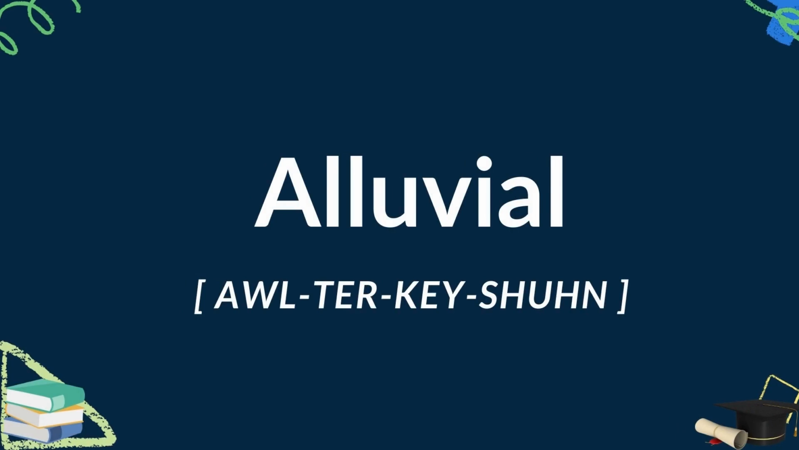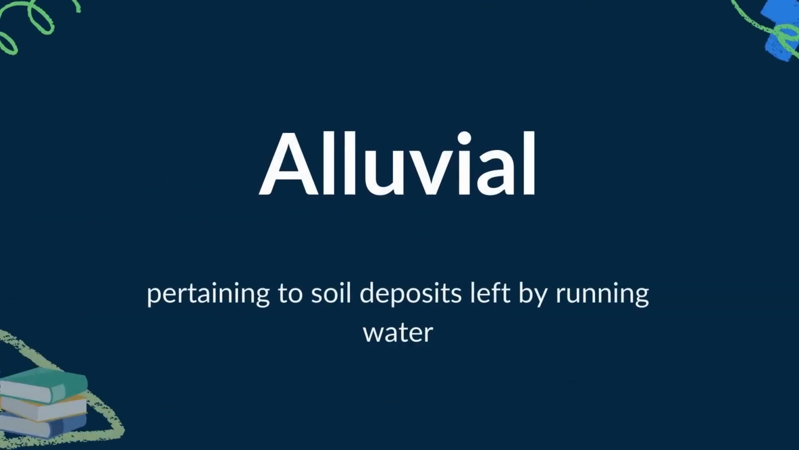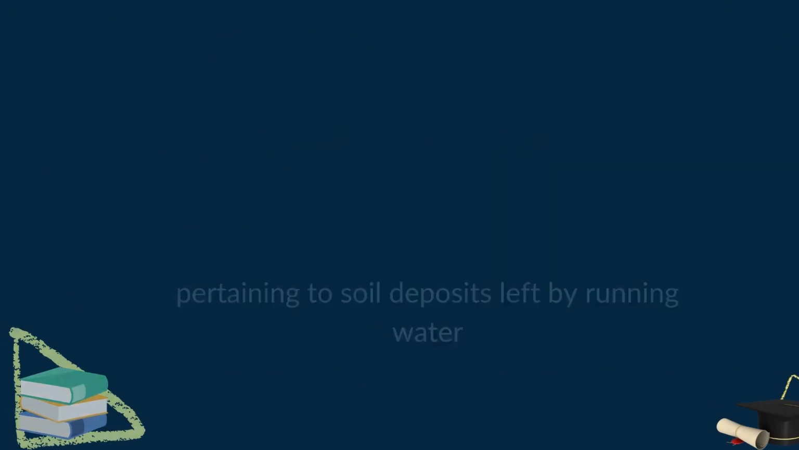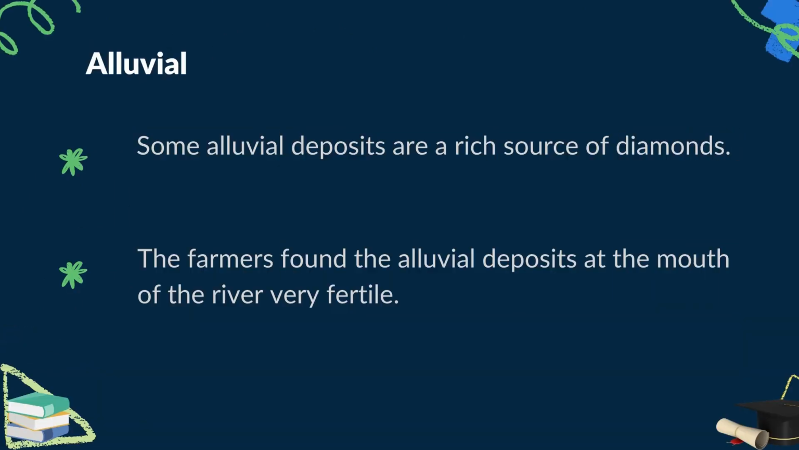The next word is alluvial. Alluvial means pertaining to soil deposits left by running water. Here are some ways you can use the word in a sentence. 1. Some alluvial deposits are a rich source of diamonds. 2. The farmers found the alluvial deposits at the mouth of the river very fertile.